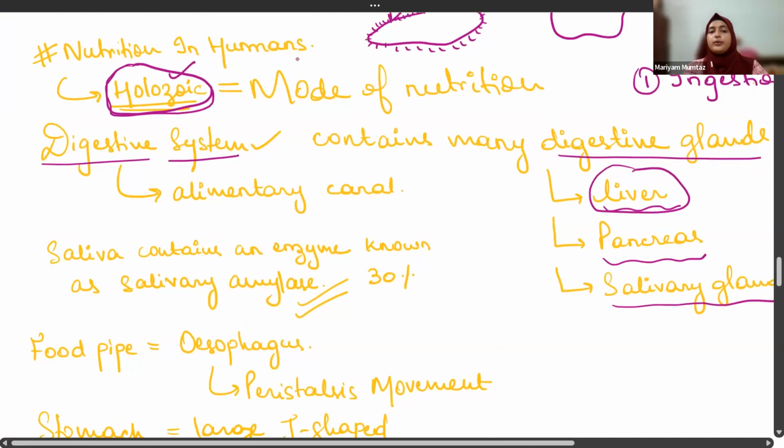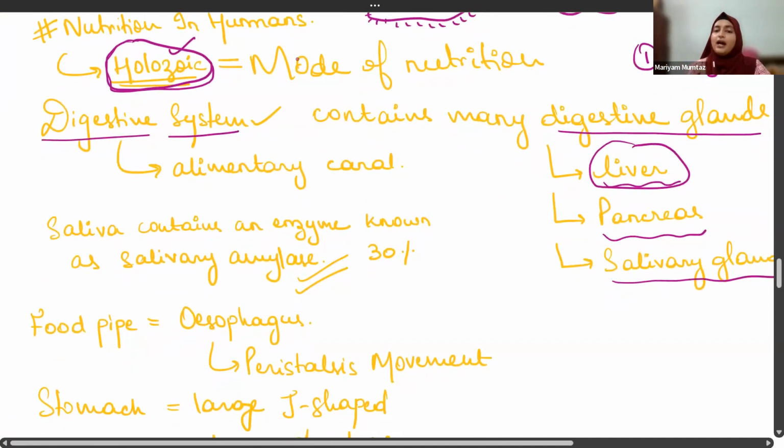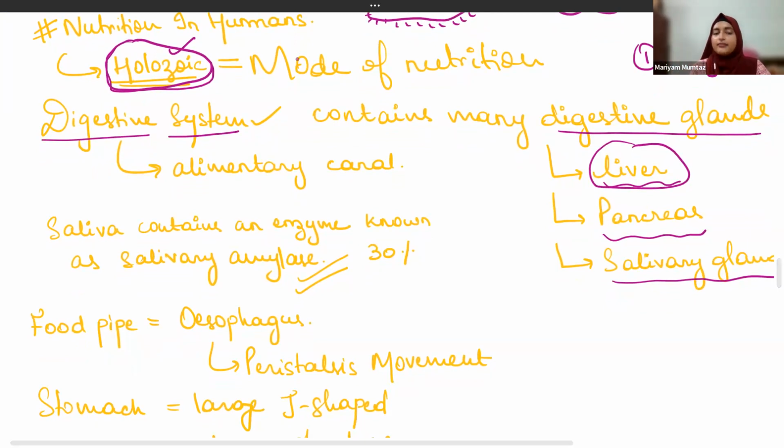Now see, apart from the digestive glands, our digestive system also contains something which is known as the alimentary canal. The alimentary canal starts from our mouth and ends at the anus. So the whole system of organs along with everything constitutes the alimentary canal.